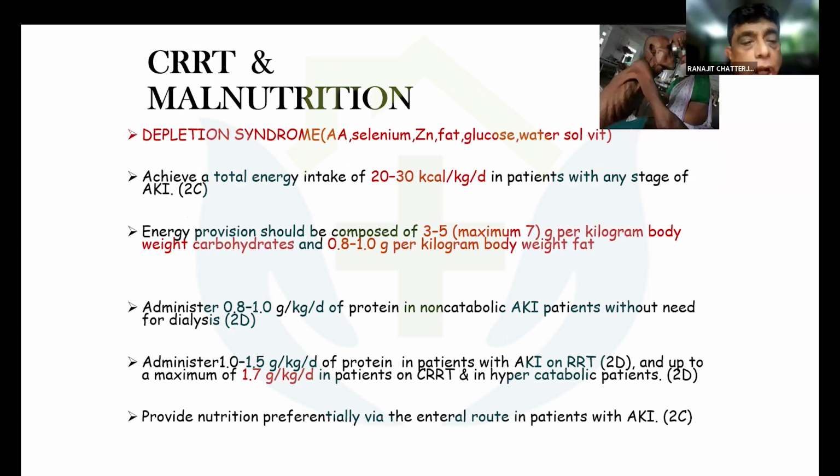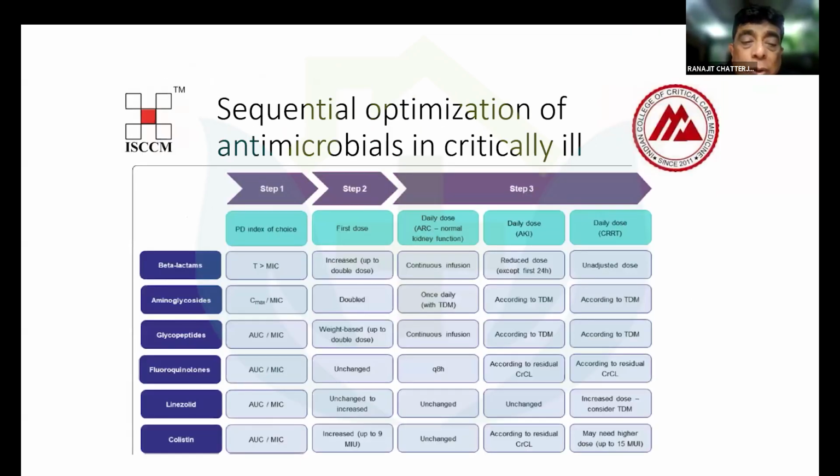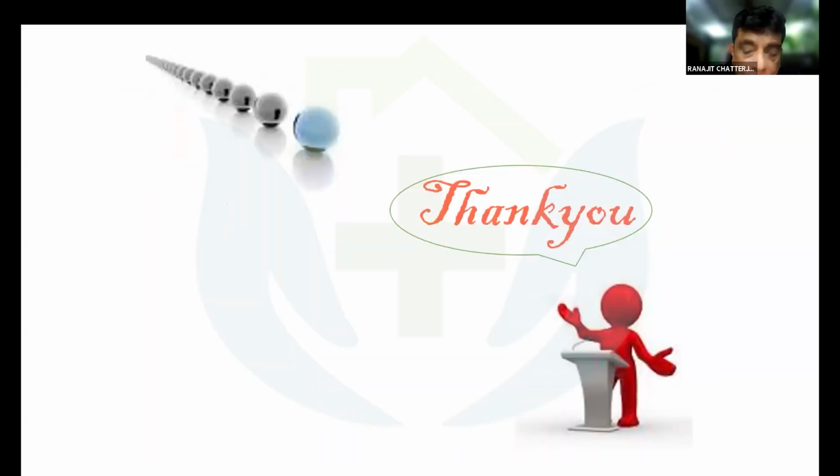Remember, a lot of nutrients are coming out like amino acids, selenium, zinc, fat, glucose, everything is removed. So this is known as depletion syndrome. So we give a total energy intake of around 20 to 30 kilocalorie per kg per day, give a good amount of carbohydrates, give a good amount of fats, and never compromise on proteins. This you have to remember in AKI. Never compromise on proteins, and never compromise on your antibiotic doses. You have to increase your doses because most of them are removed by the CRRT. So maybe in colistin, you have to give a higher dose, maybe up to 15 million units. So these things you have to remember.